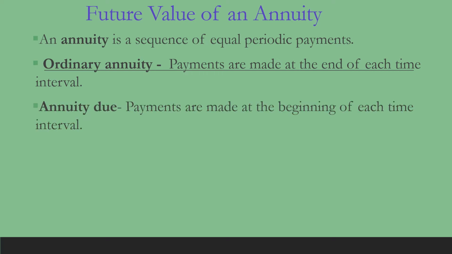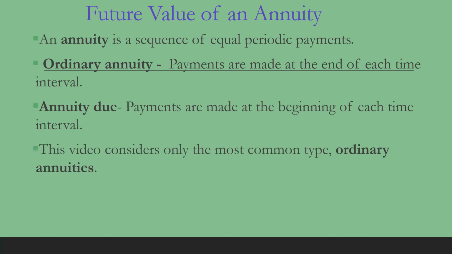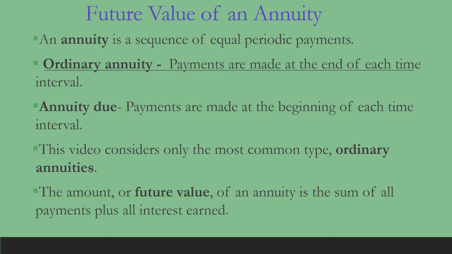And if the payments are made at the beginning of each time interval, then it is an annuity due. This video considers only the common type, which is the ordinary annuity. That is, the payments are made at the end of each time interval. The amount or future value of an annuity is the sum of all the payments and the interest earned.